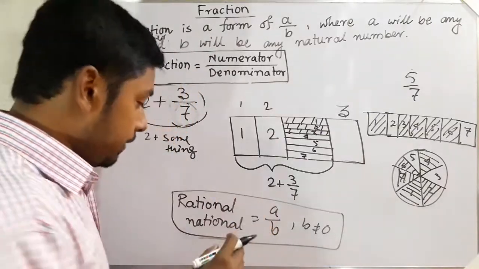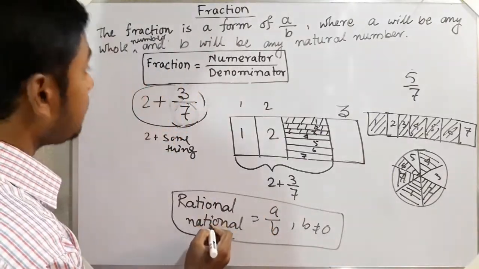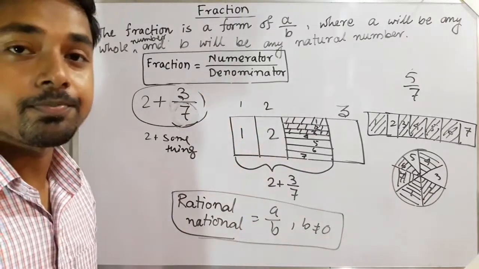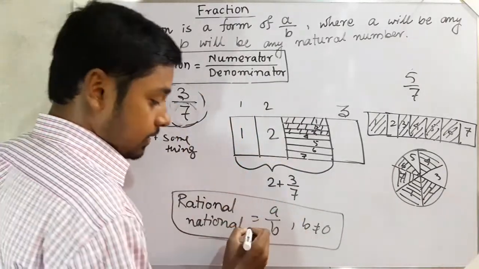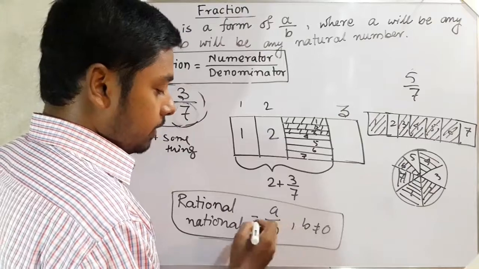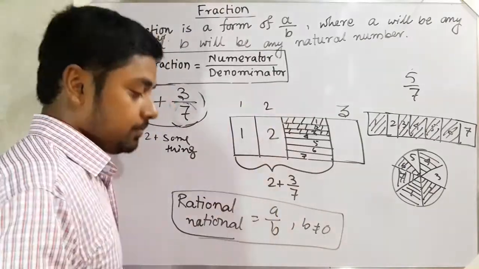So what is the difference between a rational number and a fraction? This is my question. What is the difference between a rational number and a fraction?